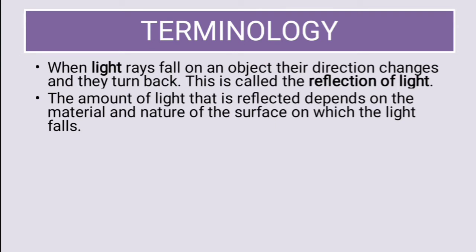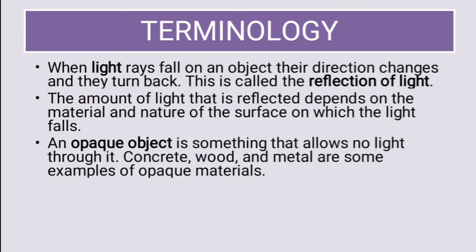The amount of light that is reflected depends on the material and the nature of the surface. तो किस टाइप का मटेरियल है, उस सरफेस का नेचर कैसा है, उस पर निर्भर करता है लाइट किस अमाउंट में रिफ्लेक्ट करेगी. An opaque object is something that allows no light to pass through it.